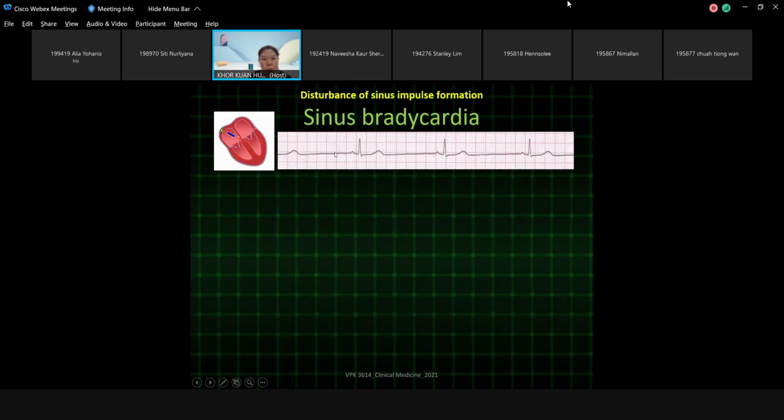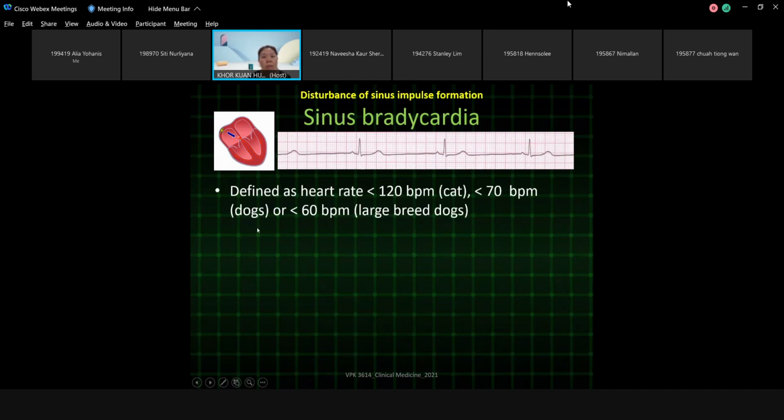Okay. Sinus bradycardia. PQRST. PQRST. Lambatnya jantung dia nak berdenyut. Okay, you're waiting for the traces to come. Alright? So then you have to do your heart rate calculation.